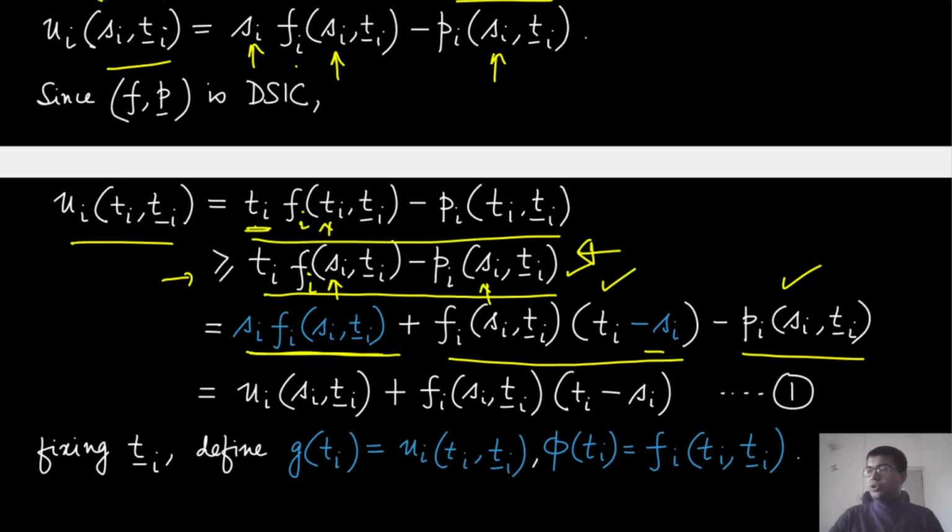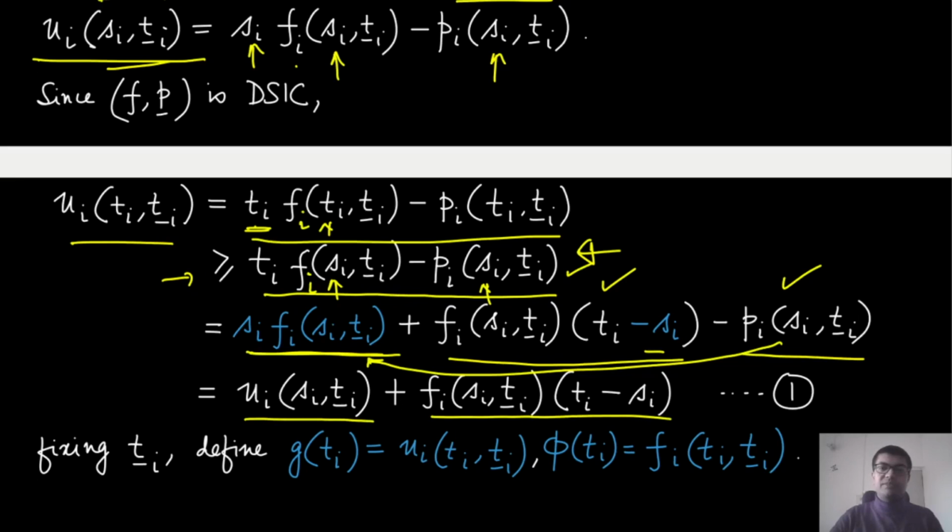If you look at these two terms together, this and the first one, you see that this is nothing but the utility of player i when the type profile is si t minus i. So we can collect these two terms together and write it as the utility of si t minus i, and the other term is fi of si t minus i multiplied by ti minus si. And the reason that we have written it in this form has a special meaning.